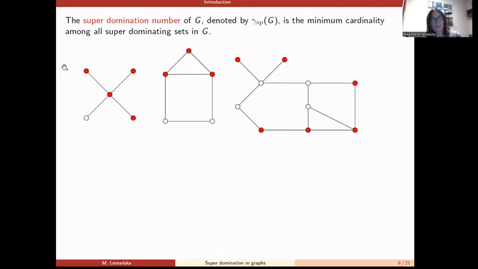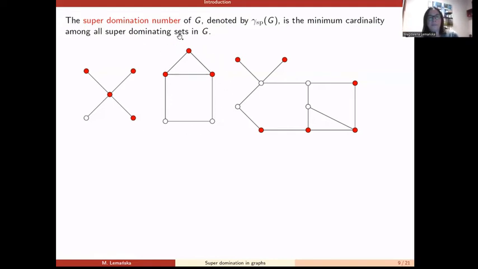We can see here in this first example that this white vertex has a red vertex as a neighbor, and this neighbor of a white vertex has not any other white vertex as a neighbor.